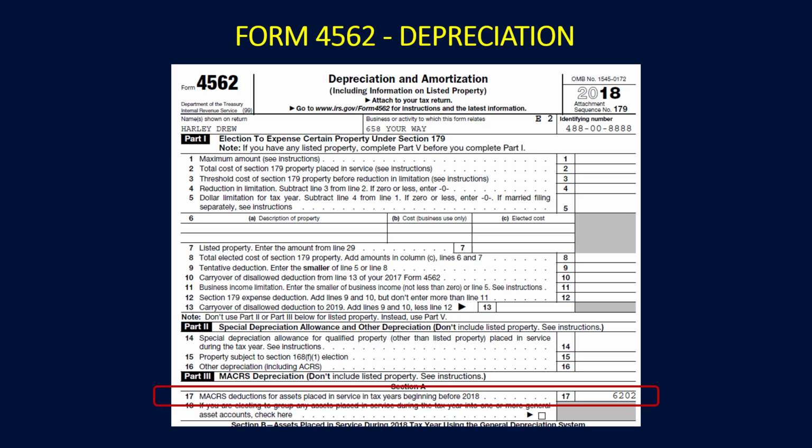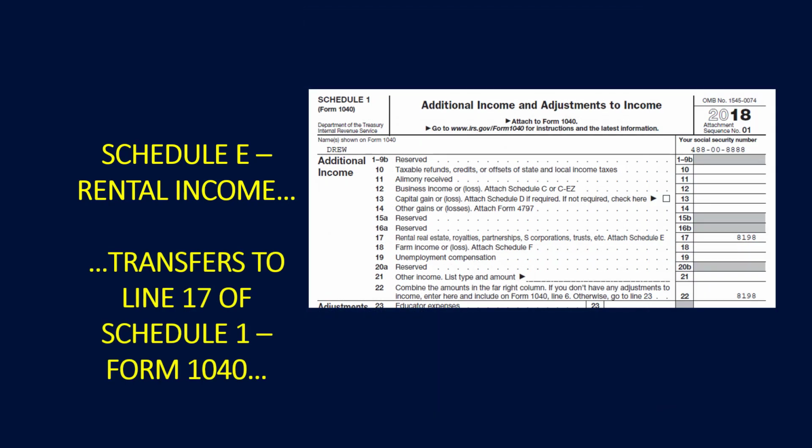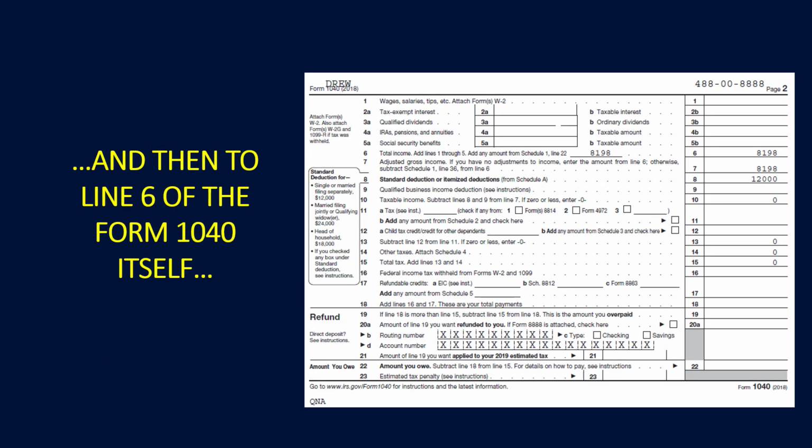Now, the total amount of depreciation gets reported on Form 4562. 6202 on line 17 is the total depreciation of the house and the refrigerator. We look at Schedule E, reporting the rental income. And as we said from the example slide, he reports $8,198 on his tax return. This Schedule E rental income transfers to line 17 of the new Schedule 1, Form 1040, and eventually flows to line 6 of the Form 1040 itself.